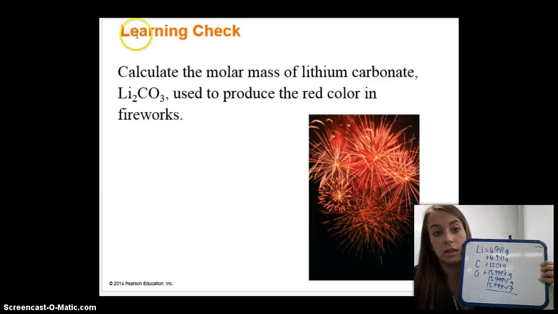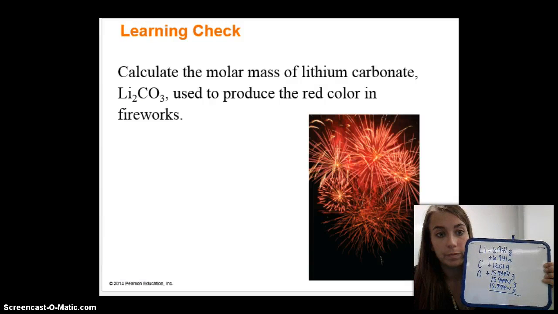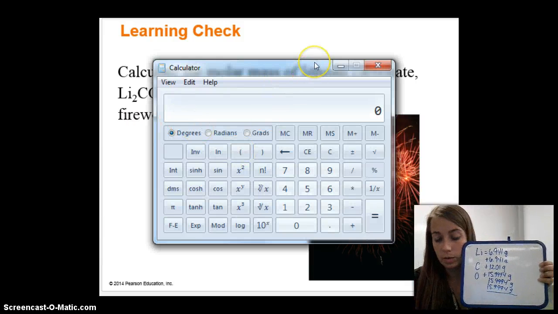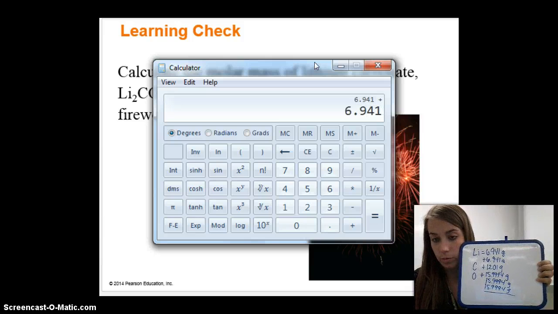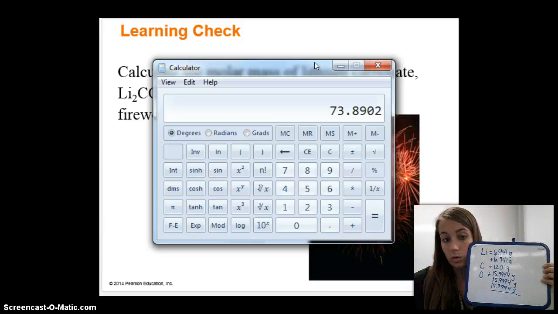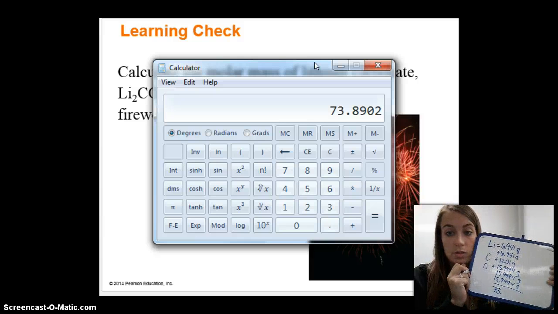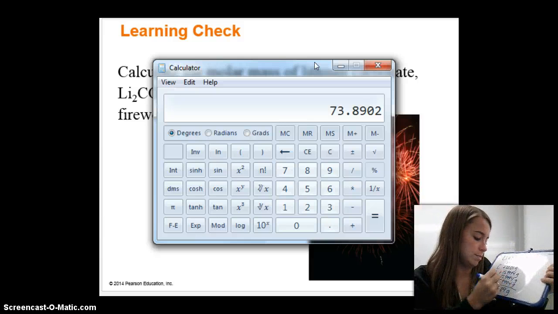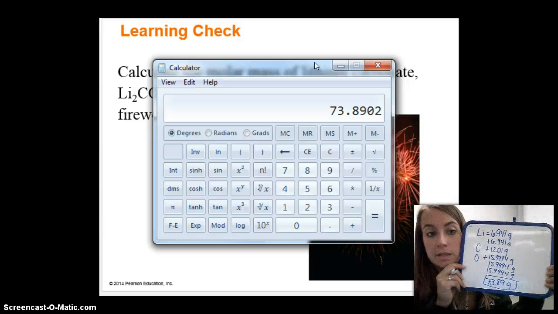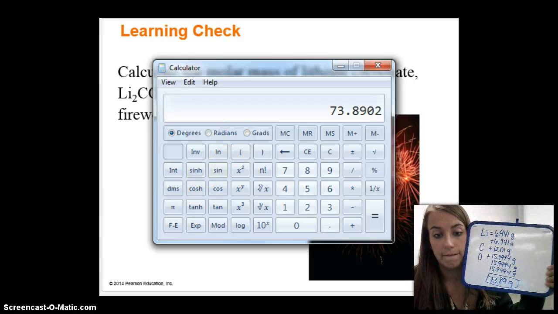So I'll pull up my calculator. I'll do 6.941 plus 6.941 plus 12.01 plus 15.9994 plus 15.9994 plus 15.9994. So we get a total molar mass of 73, and we round to the hundredths of a gram, so 73.89 grams. That would be the molar mass of lithium carbonate.